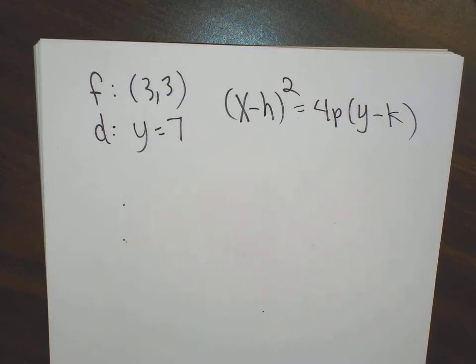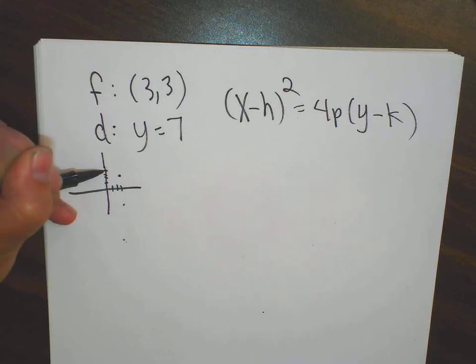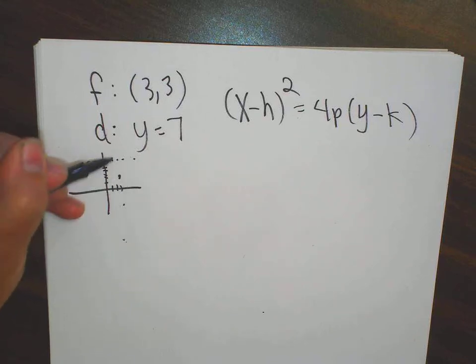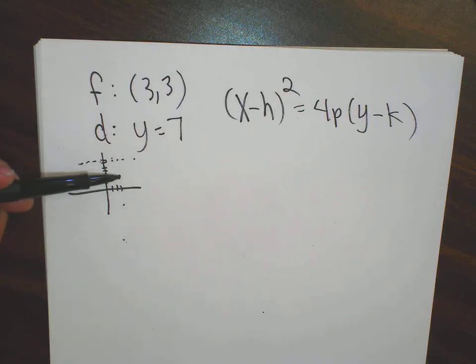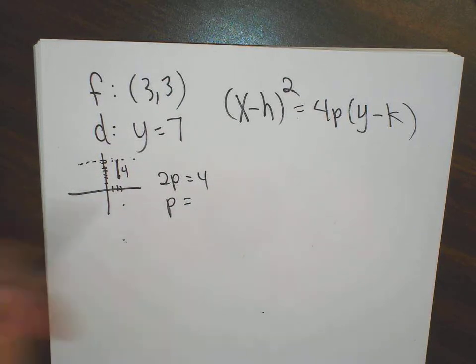Do I really need to draw a picture? I mean, it's helpful, right? And does it take very long? 1, 2, 3, 1, 2, 3, boom. And that's 3, 4, 5, 6, 7. That's my focus. That's my directrix. How far am I from focus to directrix? What's the distance? So that's a length of 4. Is that P? That's 2P is 4. So what is P? P is 2.